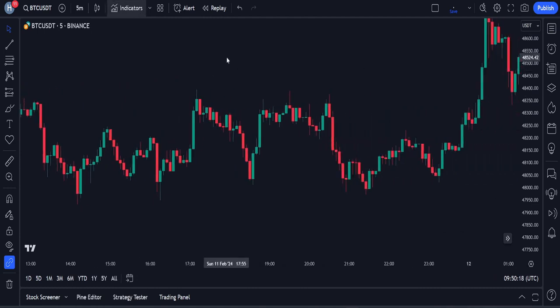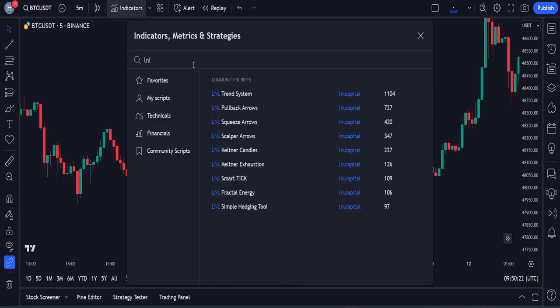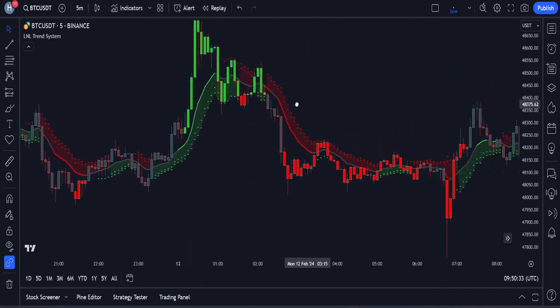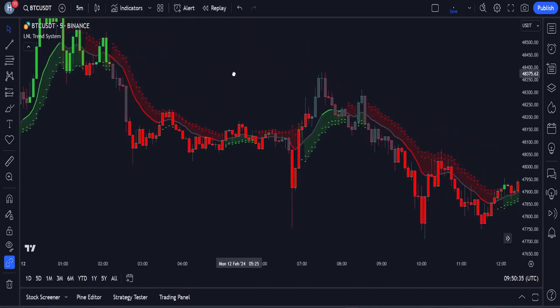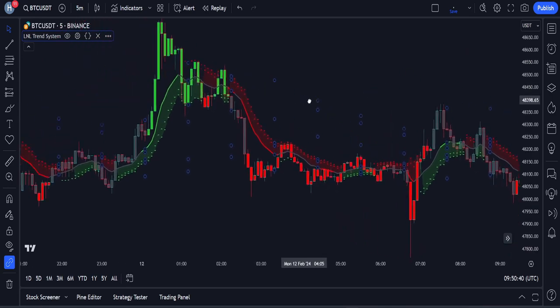So to add this indicator in the chart, we will open the Indicators tab from here. After that, in the search area, we will search for LNL Trend System. After that, we will add this indicator to the chart that is written by LNL Capital. So this is the indicator I'm talking about. I'm going to be explaining this indicator in detail in the video and how you can use it to gain maximum advantage from it in your trading.